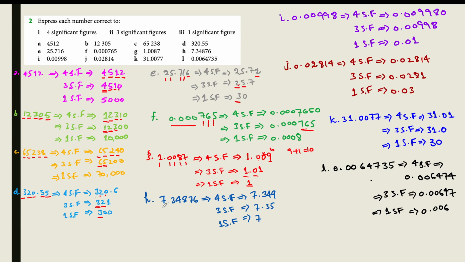The 8th digit is 7.34876. So 4 significant figures, if we express it, this is first, second, third, fourth, fifth, and sixth. So we will be checking the fifth one because we are keeping up to the fourth significant figure. It is greater than 5, so this will be rounded up by one number. It will become 7.349.